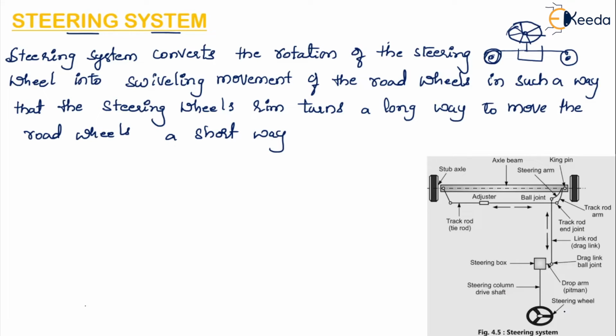Okay, so here you can see this is the steering wheel, and this is connected to the wheels of the vehicle. You can see there are so many different parts of this steering system.